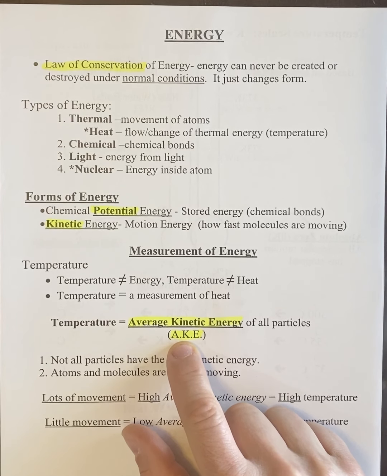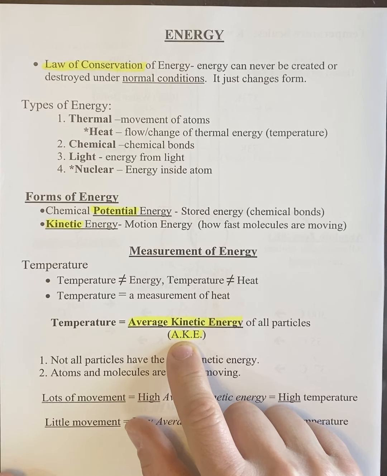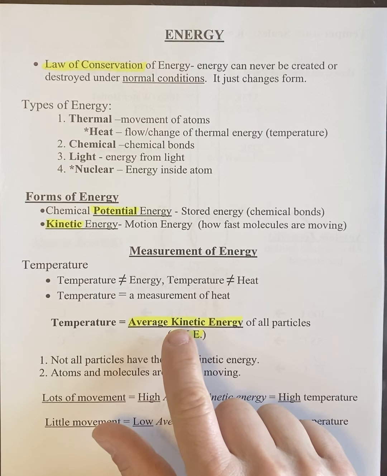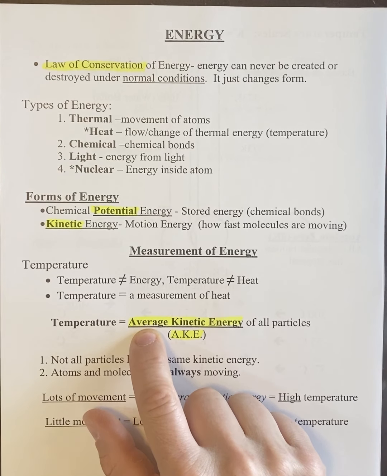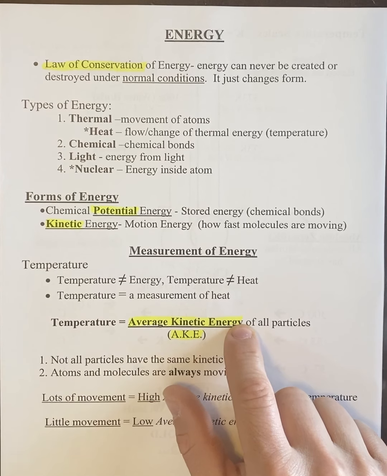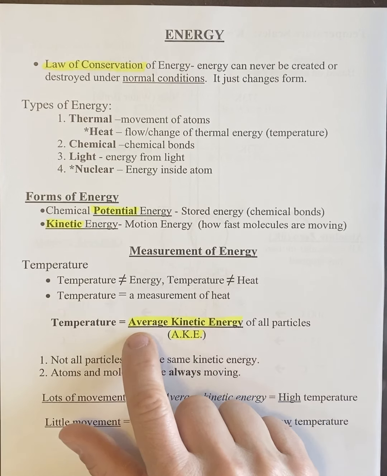I will abbreviate it as the AKE pretty much all year. And what that means is real simple. It is the average kinetic energy. Let's break it down. Average means, obviously, we know average. Kinetic energy is the energy of motion. So it's the average motion, or you could think of it as the average speed.